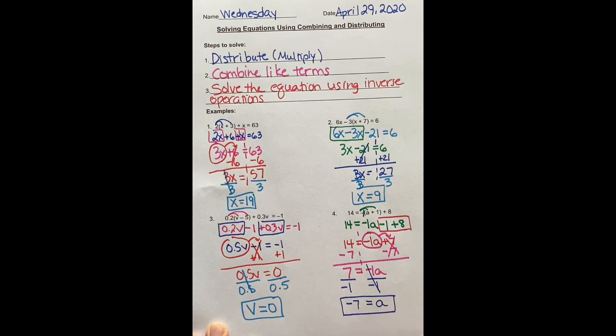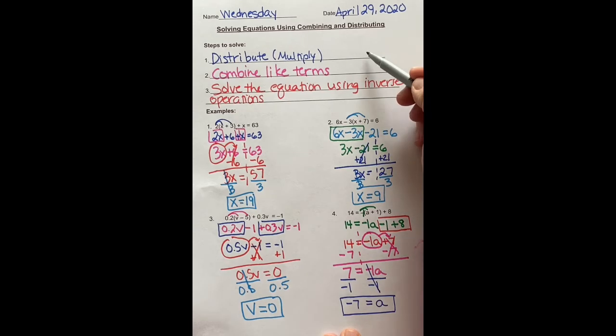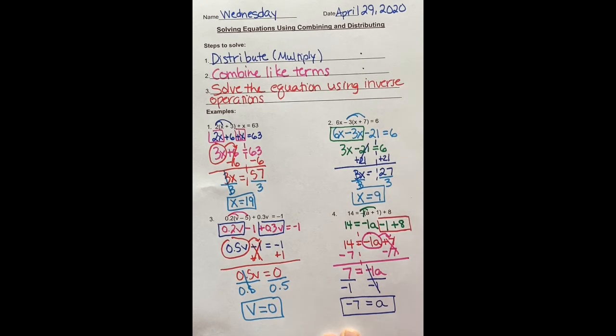All right, so now I'd like you to complete the try yourself problems. Remember, for each equation, you want to start by looking to see, do you need to distribute? And remember, you're multiplying all the terms inside the parentheses by the outside number. Then you combine your like terms, if you have like terms, and then you would solve your equation using inverse operations. If you have any questions, just make sure you send me a message.